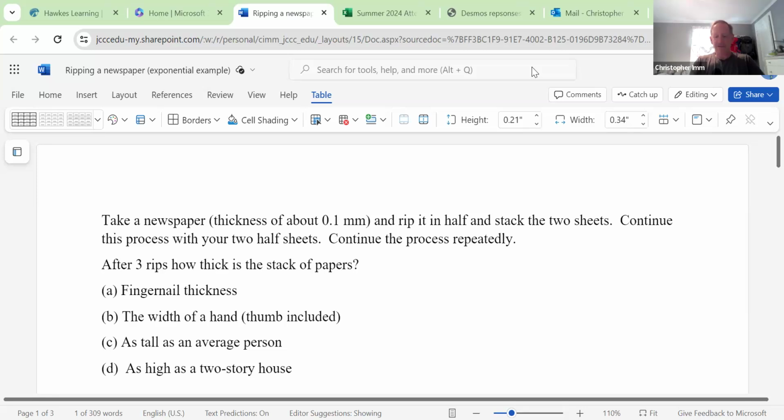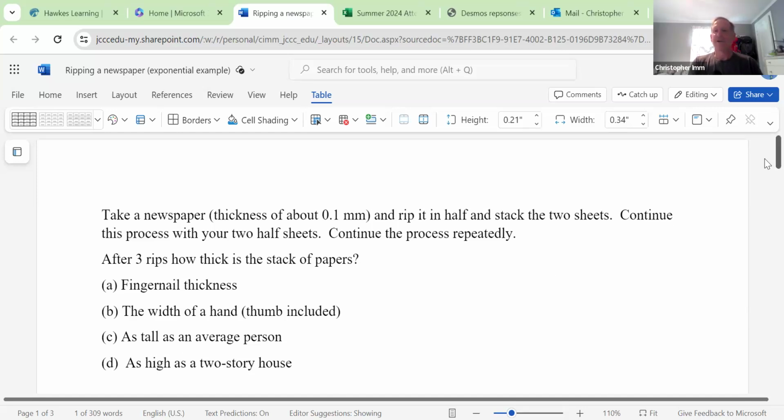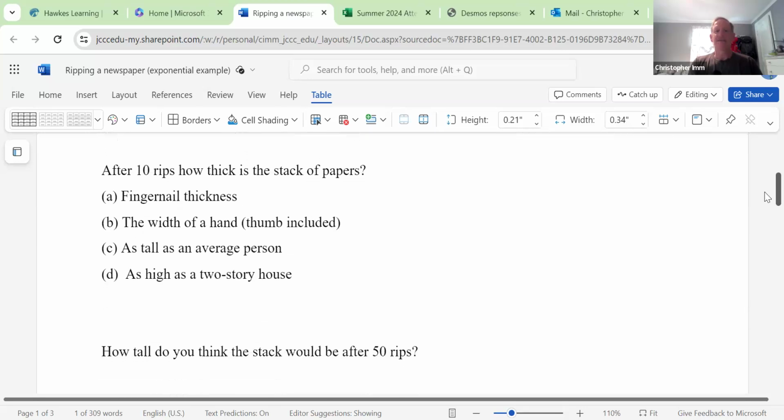I'm going to do one more rip here. So here is my stack. Is it going to be the thickness of a fingernail, the width of a hand, thumb included, as tall as an average person, or as high as a 2-story house? Well, when you're thinking about that, let's rip some more.